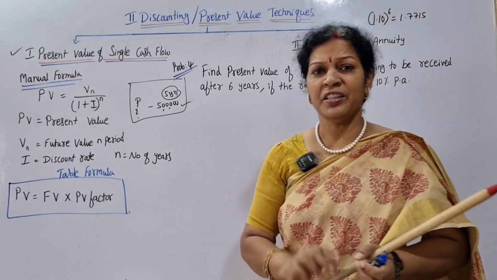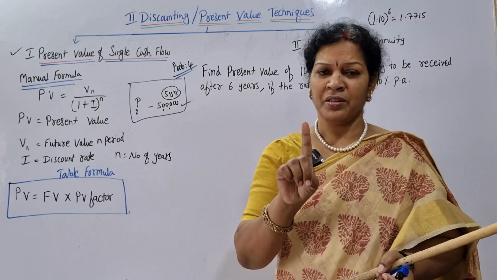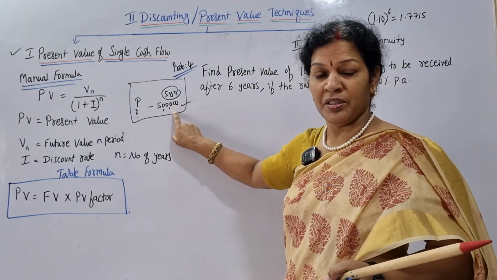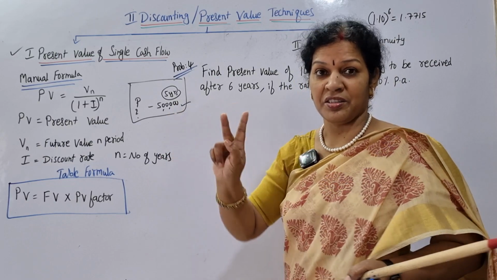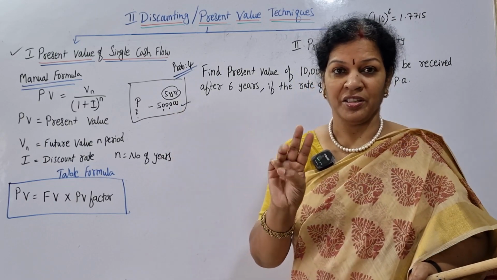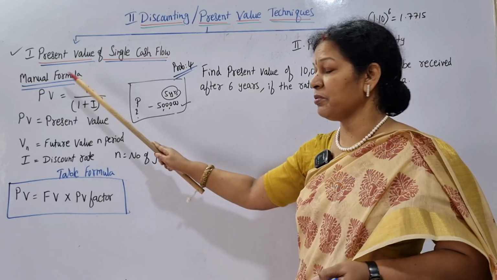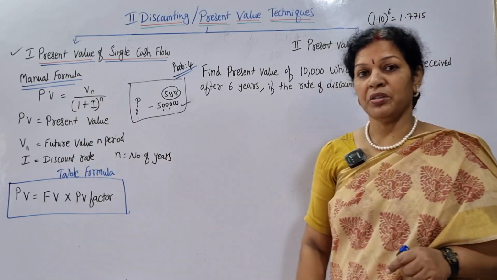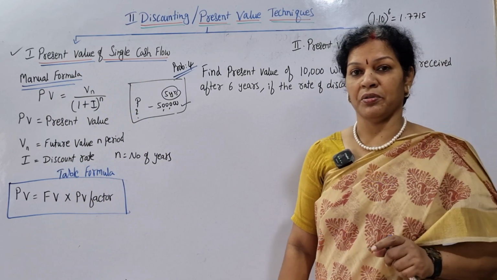What do we need here? 3 items only, same as before. Principal amount: what is the amount you are going to receive in future? Interest rate: what is the interest rate? And how many years? 3 items only. If you know 3 items, we can use the formula. And the same one you can go through the present value table also.